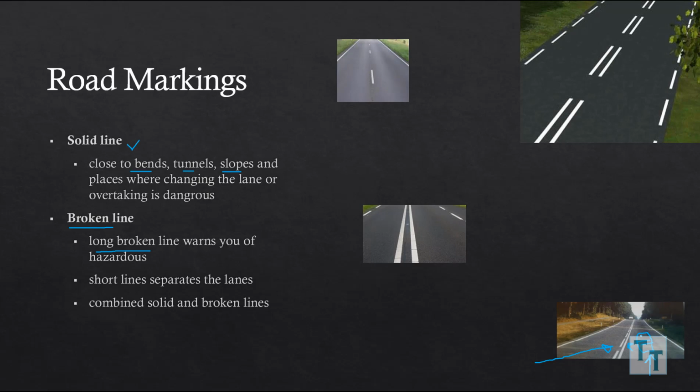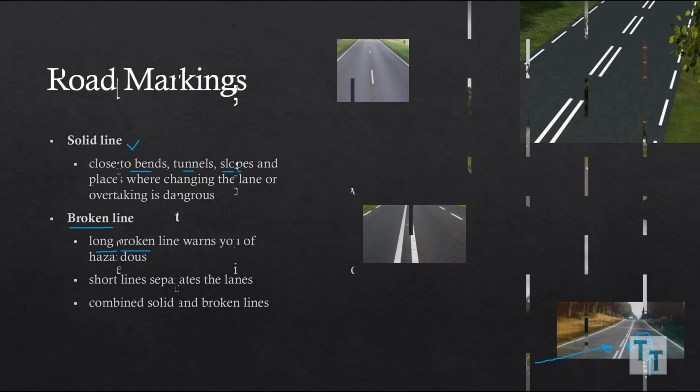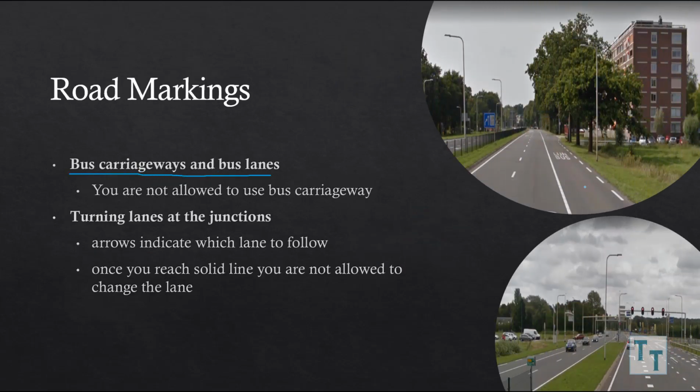As you can see in this picture, bus carriageways and bus lanes are separated by a solid line, and a bus lane can only be used by public transport and touring buses. Other drivers are not allowed to use the bus lane.